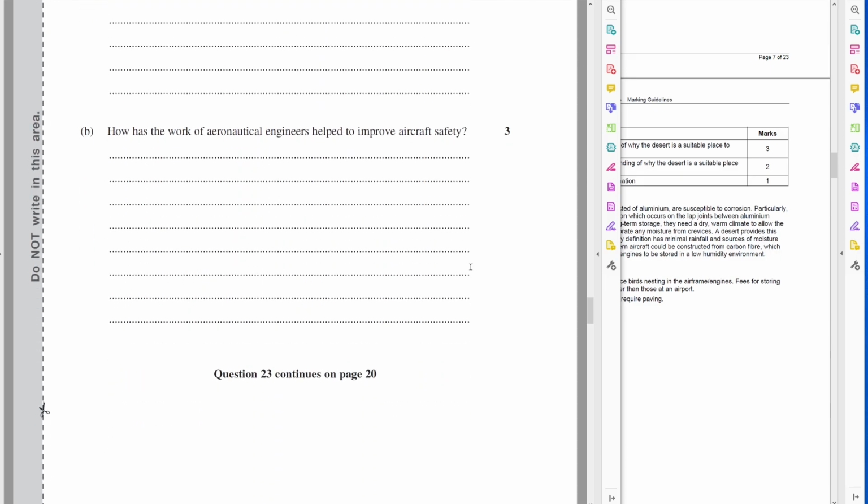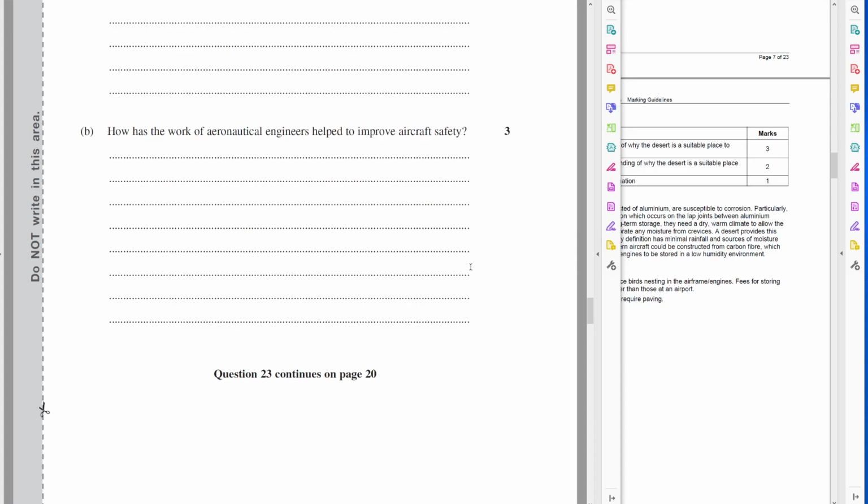How has the work of aeronautical engineers helped to improve aircraft safety? This is just super easy, very open. The possibilities, what you can write here. You can say that aeronautical engineers have implemented black box technology to analyze causes of failure and implement those into our design to prevent those causes from reoccurring. They conduct regular inspection and maintenance schedules to prevent corrosion. And then you could talk about specific examples.